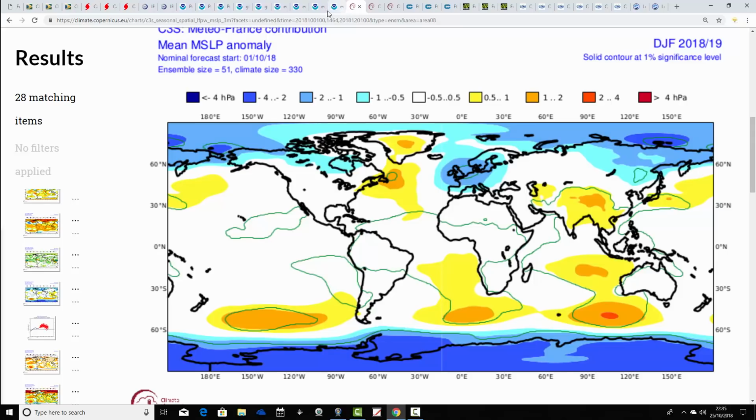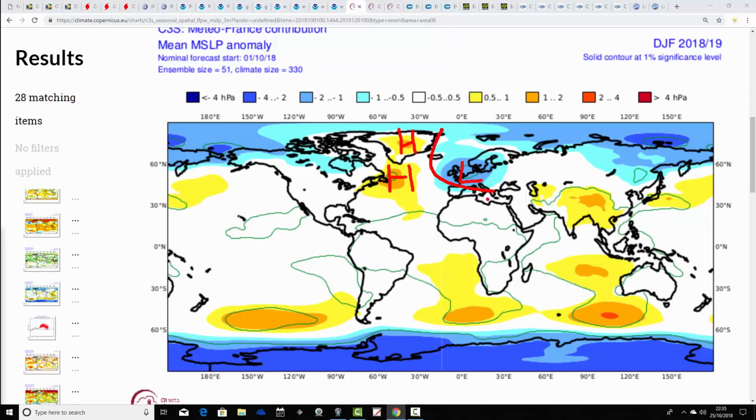This is what Météo France is forecasting in terms of mean sea level pressure anomalies for the winter of 2018-19. It's placing an area of low pressure over the top of the UK and much of Central Europe. So there's a trough within the 500 millibar flow, and we have high pressure out in the middle of the Atlantic and also going up towards Greenland as well.